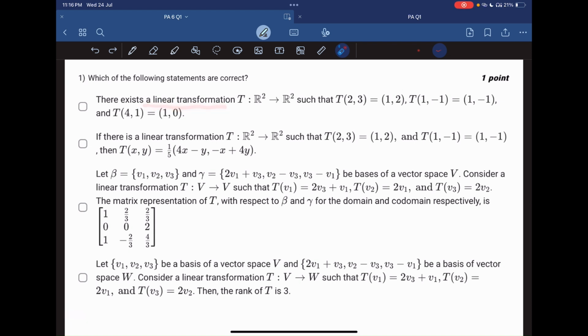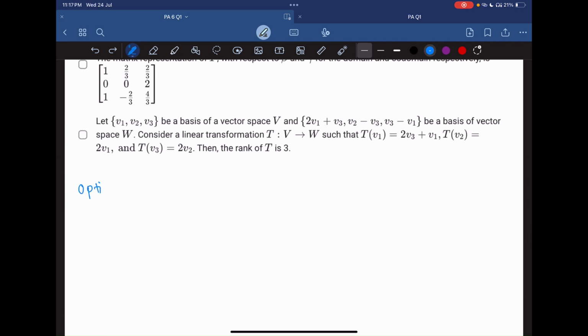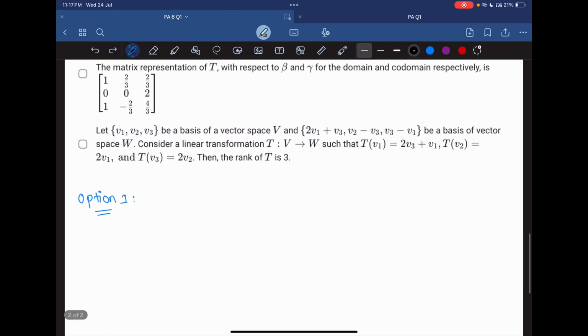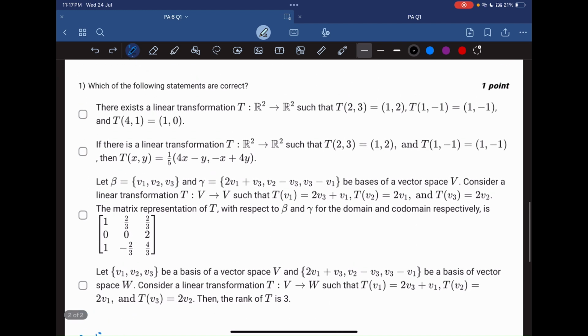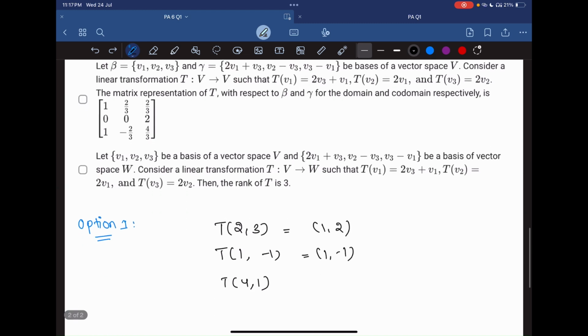There exists a linear transformation from R2 to R2 such that T(2, 3) is equal to (1, 2), T(1, -1) equal to (1, -1), and T(4, 1) equal to (1, 0). So option 1. Now we are given that T(2, 3) is equal to (1, 2), T(1, -1) equal to (1, -1), and T(4, 1) is equal to (1, 0).